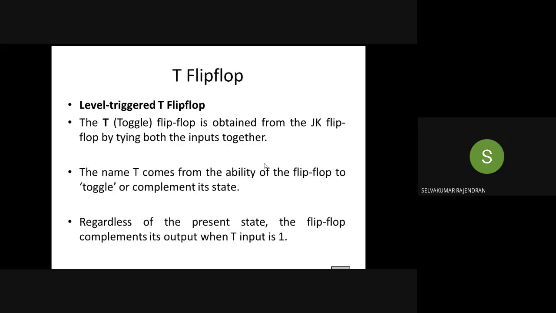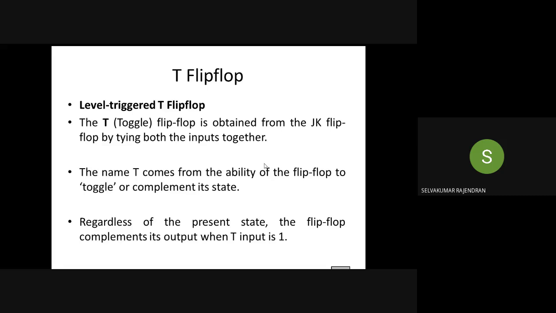Okay, so next we will start with the fourth flip-flop, T flip-flop. Okay, so T stands for toggle. Okay, so this T flip-flop is designed to overcome the limitation of JK flip-flop. So for the fourth combination of input 1, 1, J equal to 1, K equal to 1, JK flip-flop toggles continuously, right? So to avoid that condition, we are going for T flip-flop.